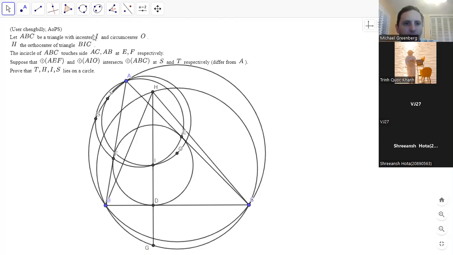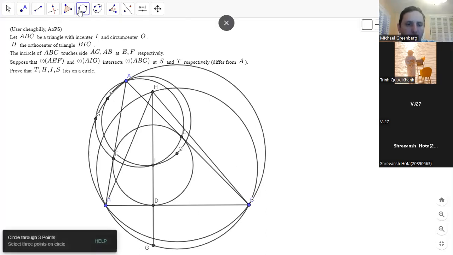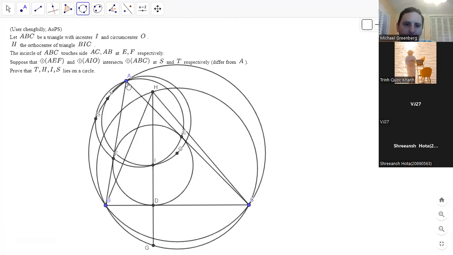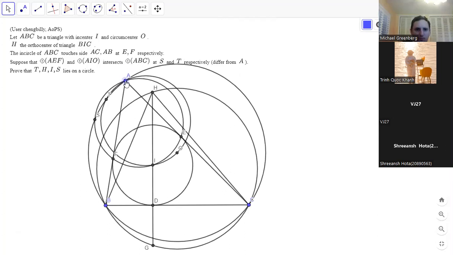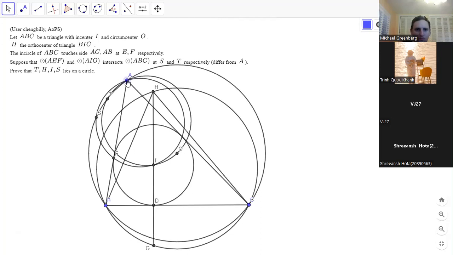So if T, H, I, and S were collinear, what would happen if we try to use the radical axis theorem? So we would have, okay, we have three circles all passing through A. It's kind of interesting. Point E disappears when I move stuff around.